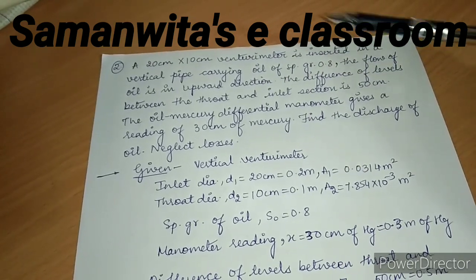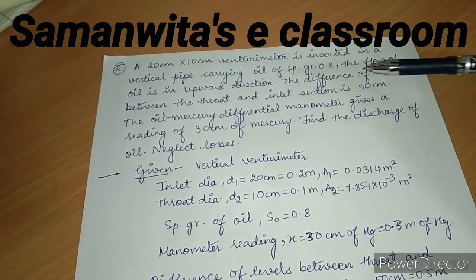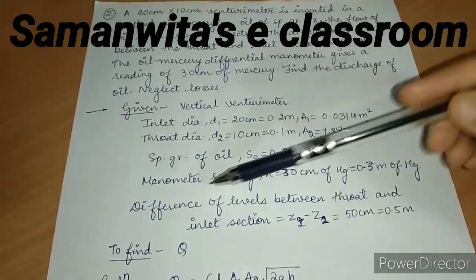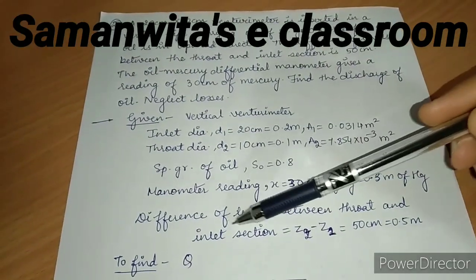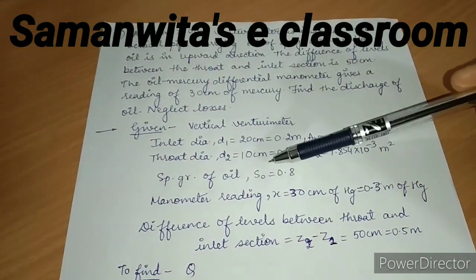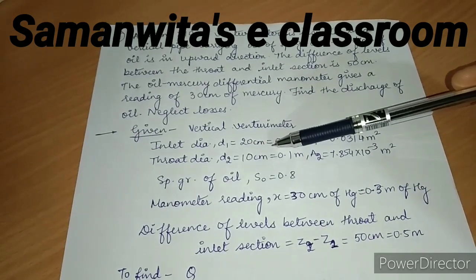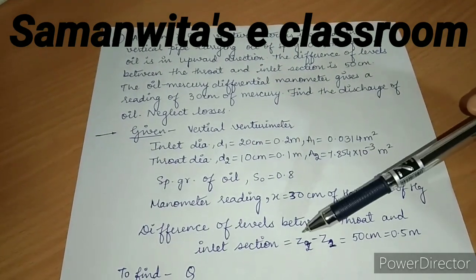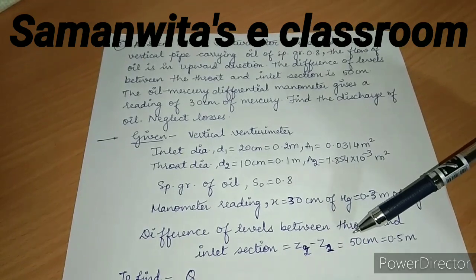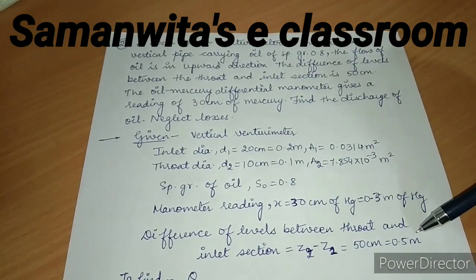The difference of levels between the throat and inlet section is 50 centimeter. The difference of level between throat and inlet section is given. Now oil is flowing from 1 to 2. Hence the level 2 will be higher. So Z2 minus Z1 is 50 centimeter, which is 0.5 meter.